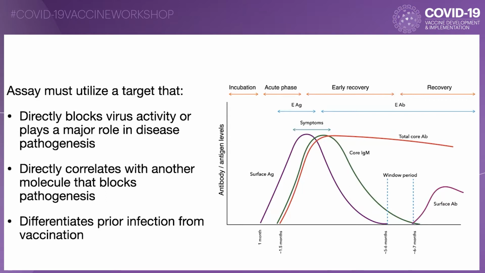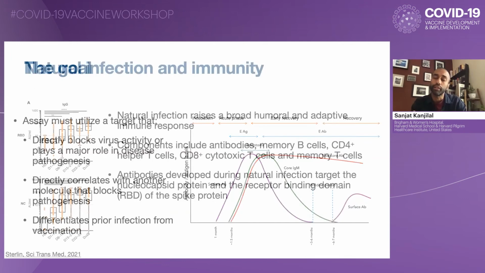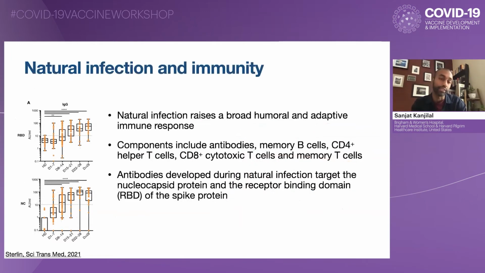And so for a SARS-CoV-2 diagnostic, to identify these correlates of protection, we must identify and utilize a target that either directly blocks virus activity itself or plays a major role in disease pathogenesis, or that target directly correlates with another molecule that blocks pathogenesis. And in addition to that, this target must help differentiate prior infection from vaccination. So how to identify what that potential target is?